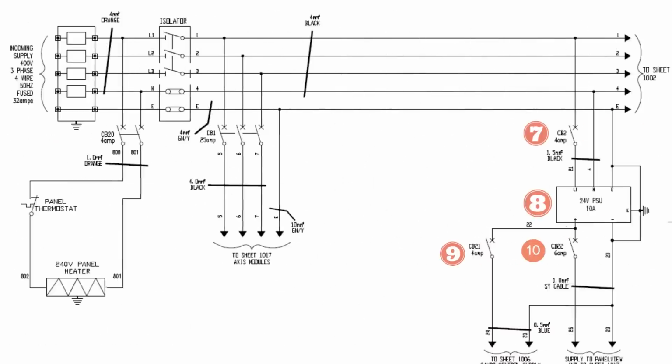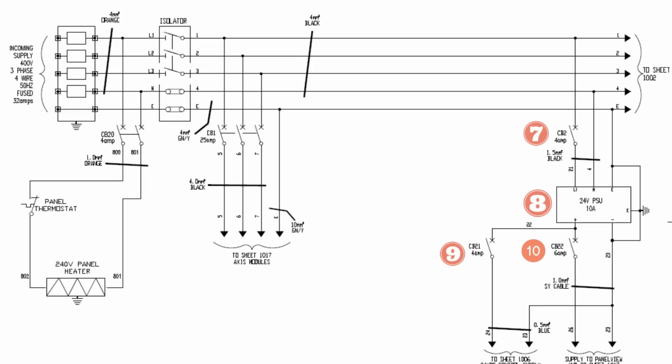Point mark 7 is the circuit breaker 2, 4 amps. It feeds the power supply unit, which is marked 8, 24 volt PSU, 10 ampere. If you look at the cables that come into the power supply unit, they are marked 21 and 4. The 21, if you go up to your right, you see that it is coming from the neutral. Go to your left, the topmost, and your right from the isolator, you see that it is the neutral, which is marked 4.